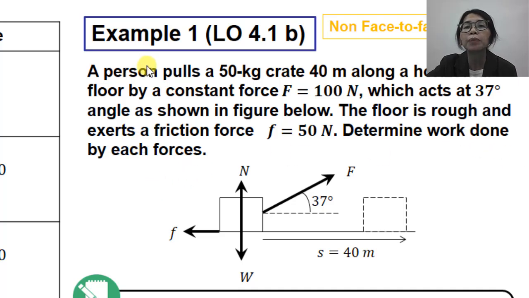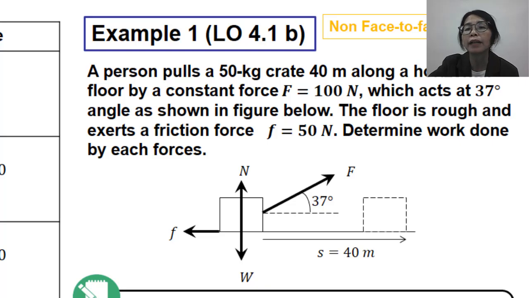A person pulls a 50 kg crate 40 meters along a horizontal floor by a constant force of 100 Newton, which acts at 37 degrees as shown in the figure below. The floor is rough and exerts a friction force of 50 Newton backwards. Besides that, because the box is put on a horizontal floor, there will be normal force acting upward and weight acting downward. So the work done by the pull force F will be Fs cos theta.